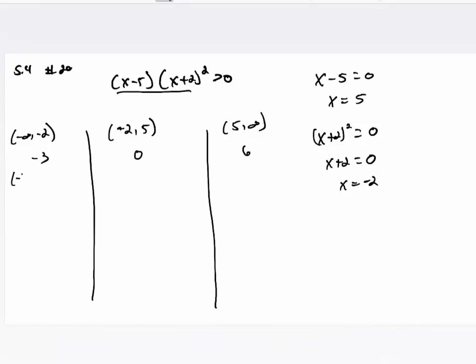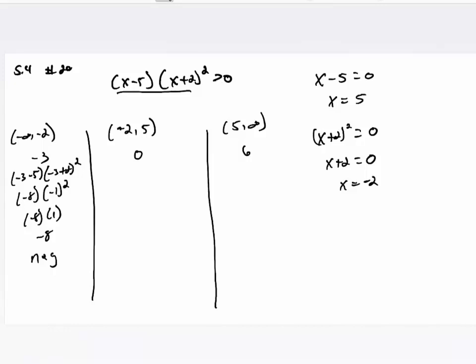We get negative 3 minus 5 times (negative 3 plus 2) squared, so we get negative 8 times negative 1 squared, which is just negative 8 times 1, which is negative 8. This is obviously negative, right? And so the solution to this inequality does not lie in this first interval right here.